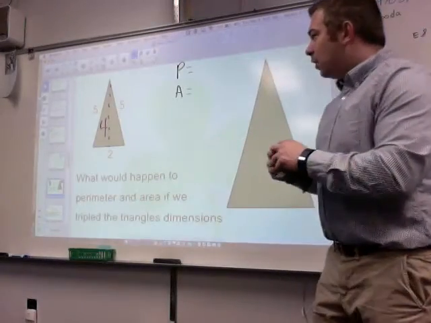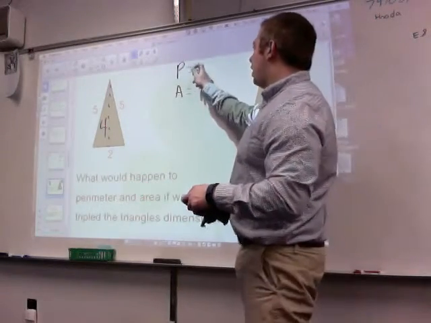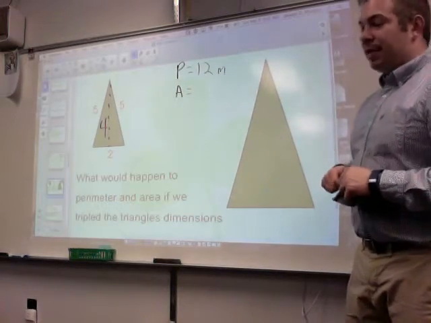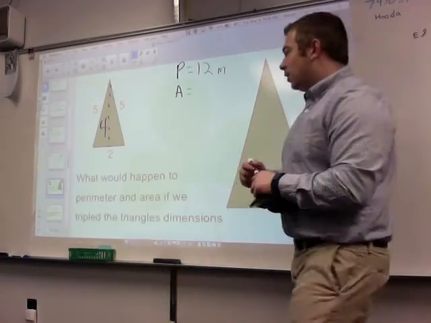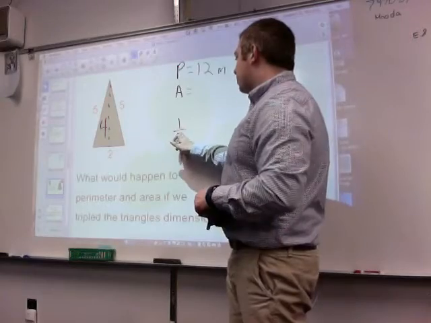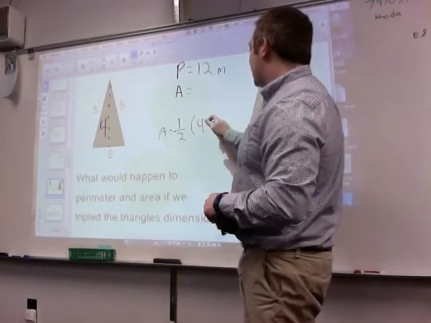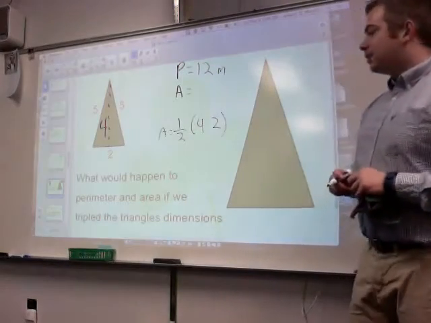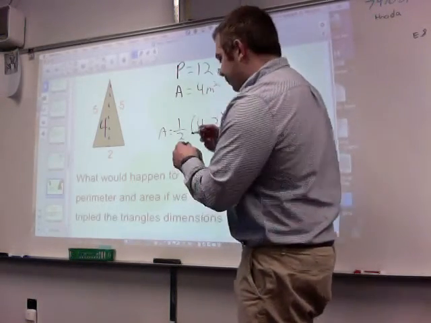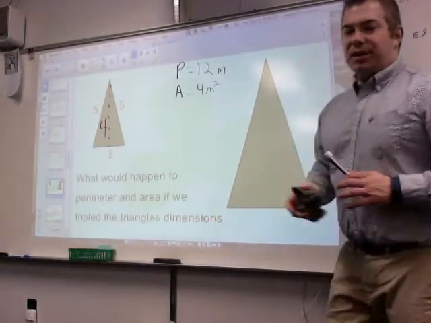Okay. So, perimeter would be 5 plus 5, which equals 10, plus 2 more, which equals 12. We'll just say 12 meters. My area is now half the base times height. So base is 2, height is 4. If I plug in my formula, area equals half of 4 times 2. All right, 4 times 2 equals 8. Half of that is 4. My area is 4 meters squared because it's a two-dimensional figure. All right, so this is my perimeter and area for that shape right there.